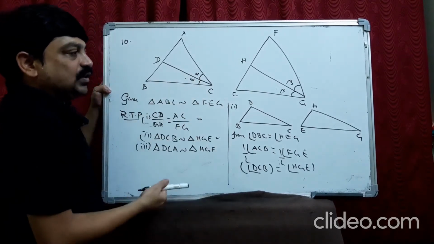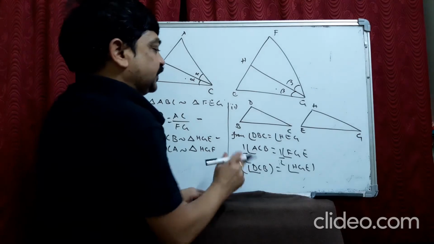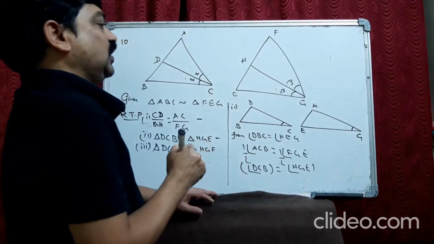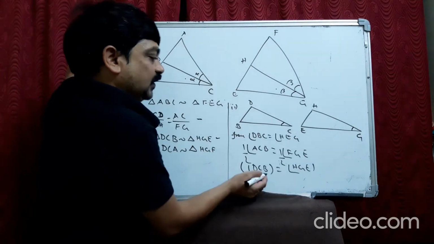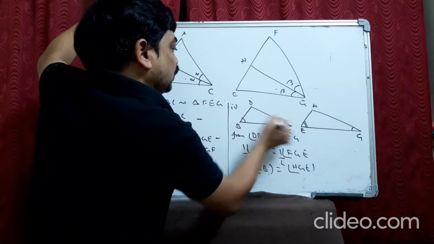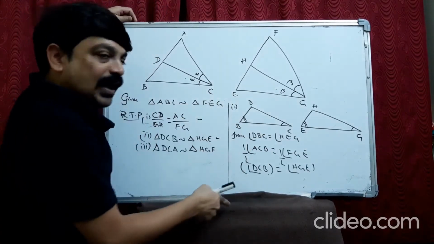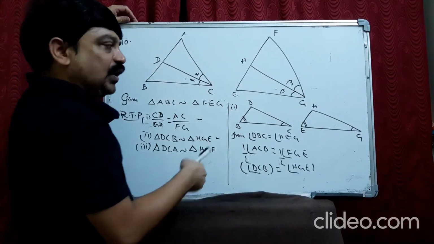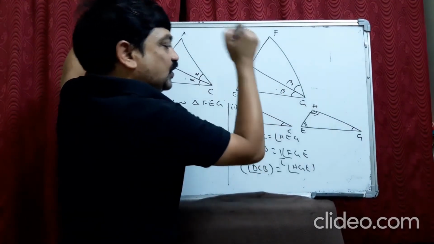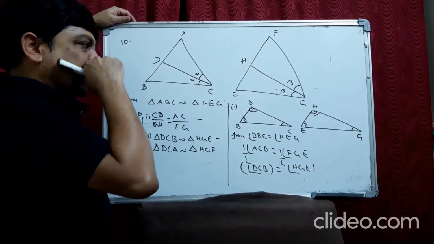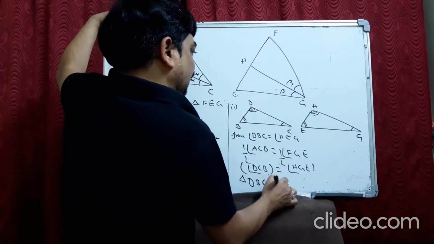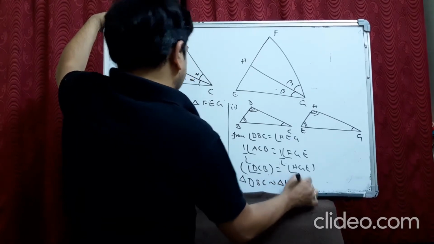So instead of this, I wrote this. That means in these two triangles, these angles are equal. And also the first one is DBC. These two are equal according to the given. When two angles are equal, according to the angle sum property, the third angle will also be equal to the other corresponding angle of the other triangle. Therefore, triangle DBC is similar to triangle HEG.